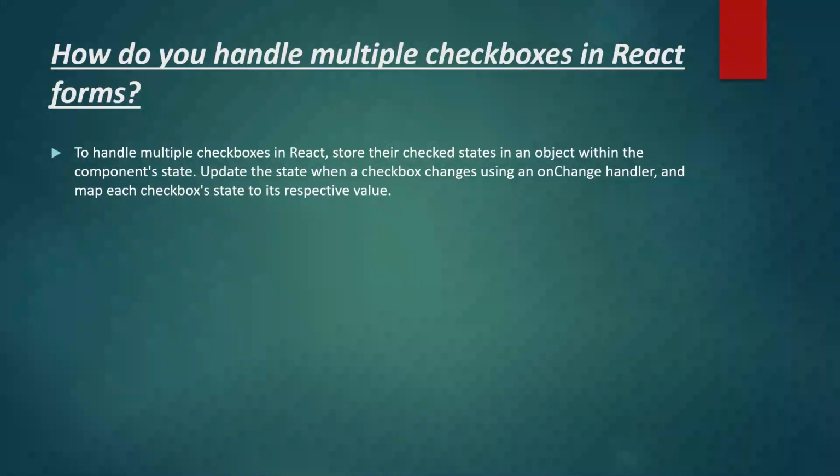Now let's move to the different question. How do you handle multiple checkboxes in a React form? To handle multiple checkboxes in React, store their checked states in an object within the component state. Update the state when the checkbox changes using an onChange handler and map each checkbox state to its respective value.